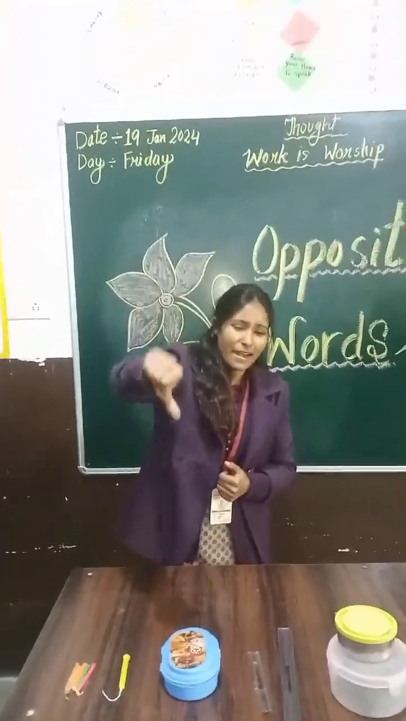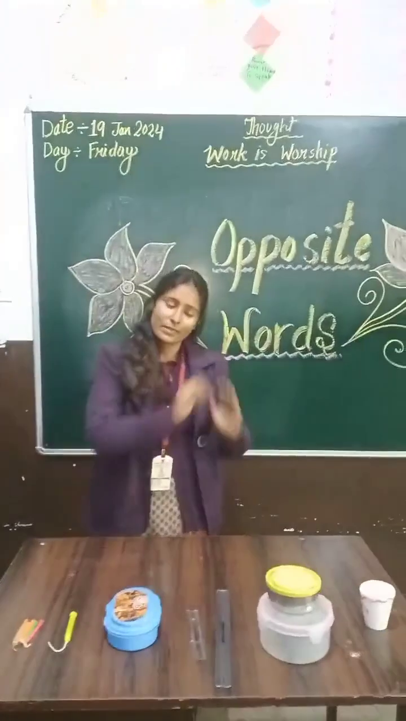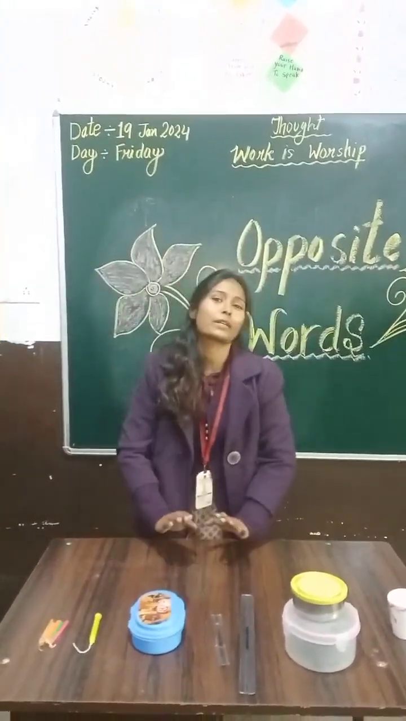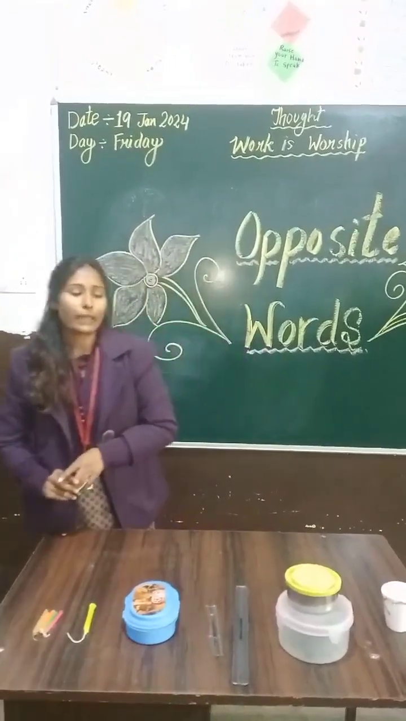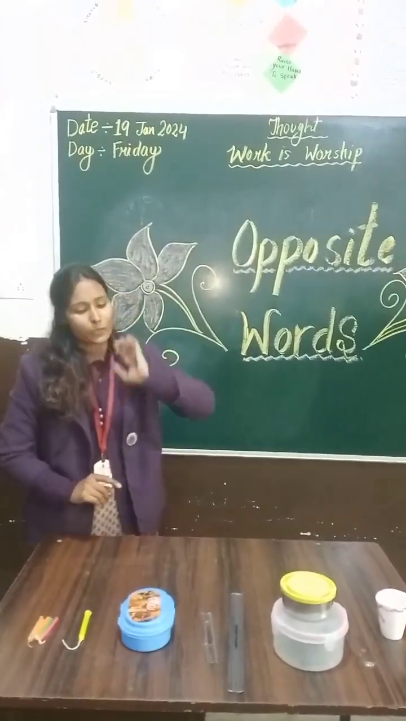Next is good, bad. Sleep, wake up. I hope students you understood about opposite words. Before, I told you we can explain opposite words in two ways. First one is with object.